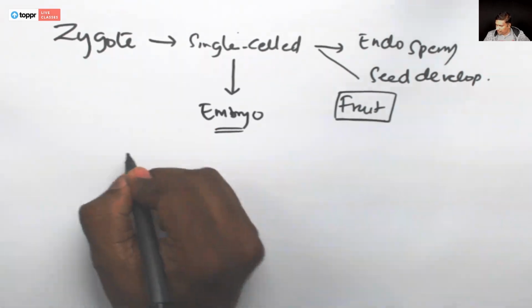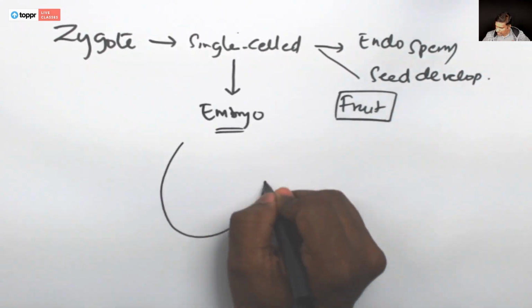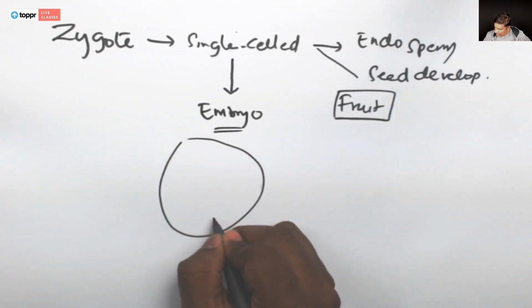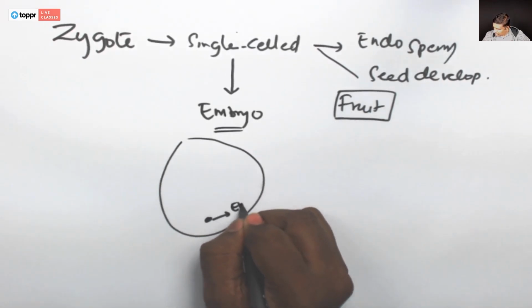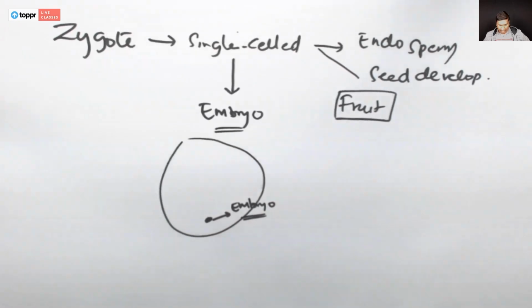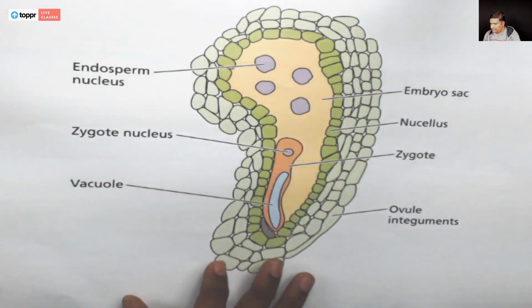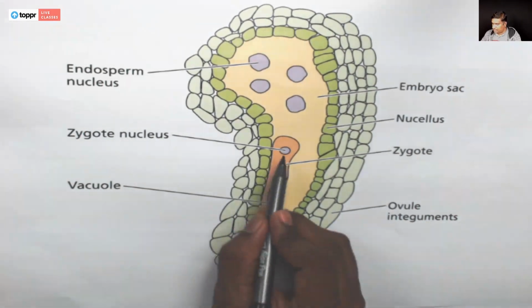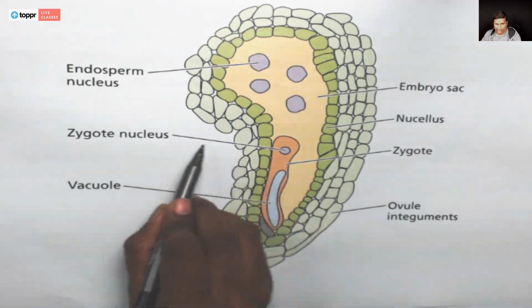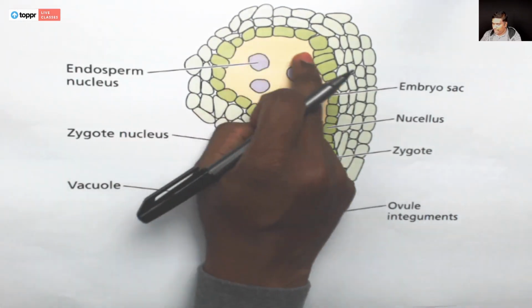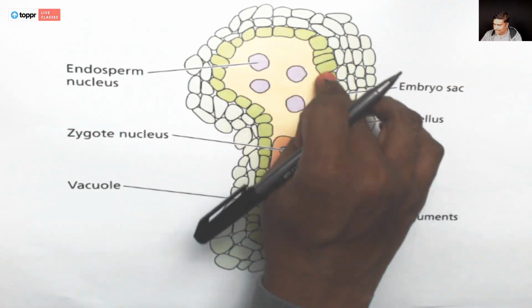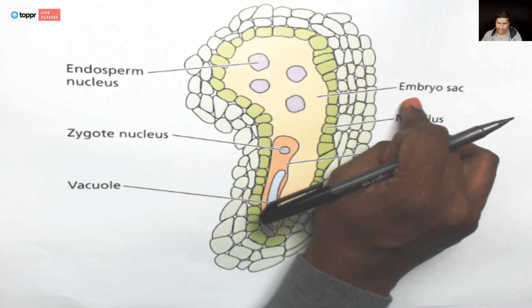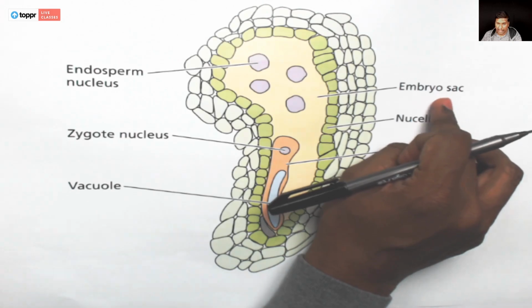So basically you have your seed, and inside the seed, initially you had the zygote. This zygote developed into an embryo. This is the initial stage. Here you have the zygote, and this is your endosperm nucleus. The endosperm is developing here, and the entire thing is in the sac called the embryo sac.